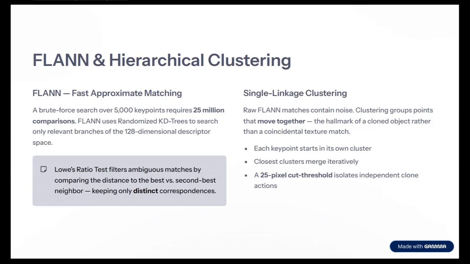The single linkage method that is used for this clustering process starts with each point in its own cluster and merges the two closest clusters together. To optimize the result, we need to use a cut threshold of 25 pixels to differentiate between the clusters. If the distance between two clusters is greater than this, they remain separate. Otherwise, we merge them. This effectively isolates different cloned objects, so they can be verified independently.